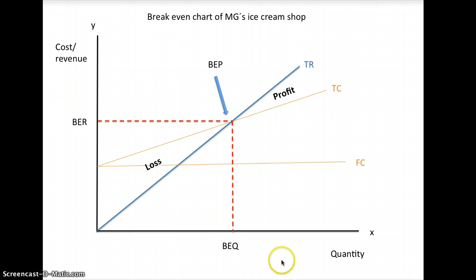Let's imagine an example. If the BEQ is 10 levels of output and MG's ice cream shop is selling 15 ice creams, then it's producing profit. However, if MG's ice cream shop were to sell 8 units of ice cream, then it would be producing a loss.